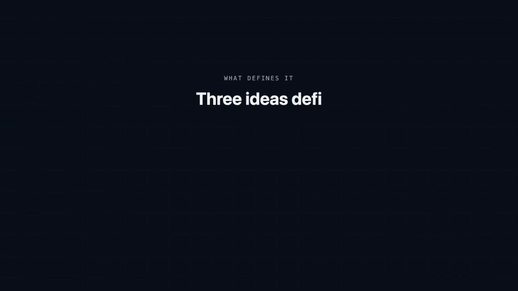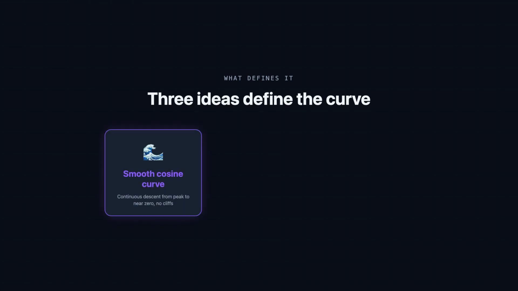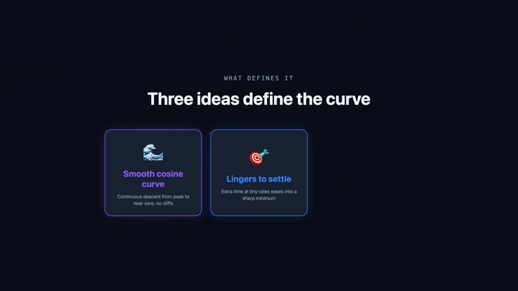Strip it down, and three ideas define cosine annealing. The heart of it is lowering the rate along a smooth cosine curve from the peak down to near zero. No abrupt cliffs like step decay, just one continuous descent that avoids sudden jolts to training. Because the curve flattens near the bottom, it lingers at very small rates toward the end. That extra time at tiny steps lets the model finally settle into a sharp minimum, which is a big part of why cosine schedules generalize so well.